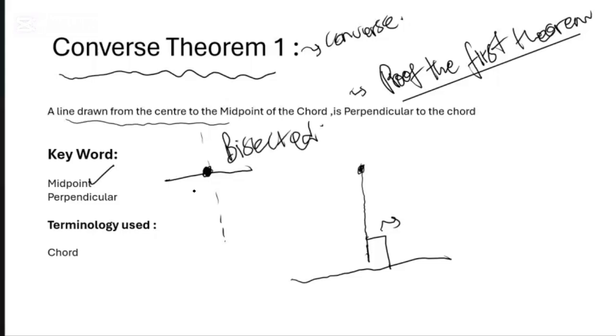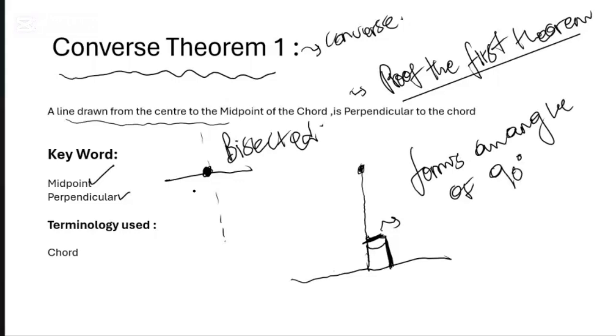So now we're saying perpendicular. We have learned that perpendicular is a line that will form an angle of 90 degrees with the horizontal. Right, it forms an angle of 90 degrees with what? With the horizontal. Perfect. So now we are moving on to the terminology again.